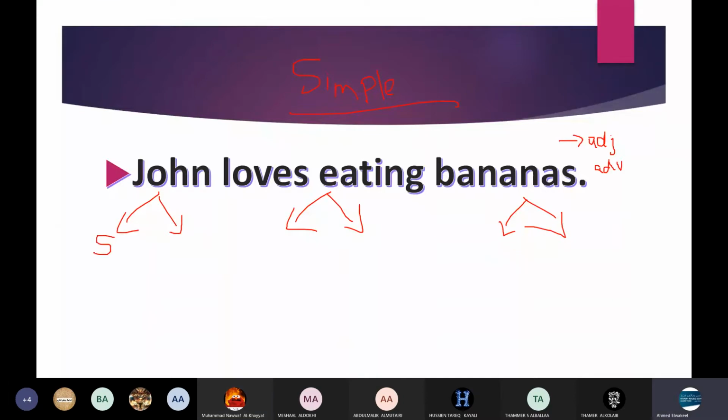First we started with John alone. So John is called a simple subject. First we said that we can add an adjective like smart John, or delicious bananas. So we can add an adjective. But here, the most important point that we are dealing with today is the complete or the compound subject.